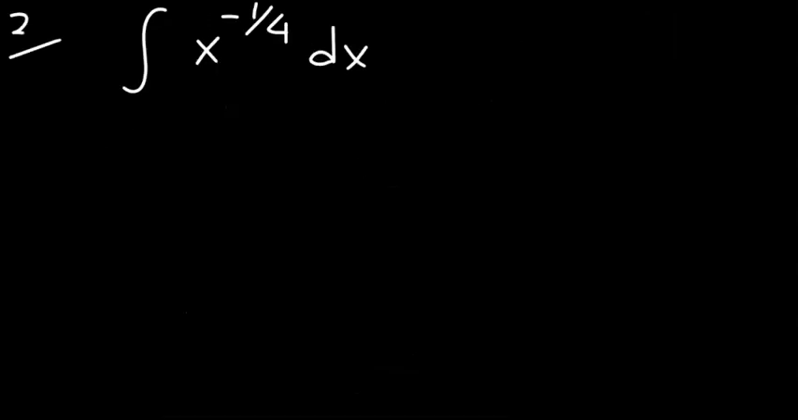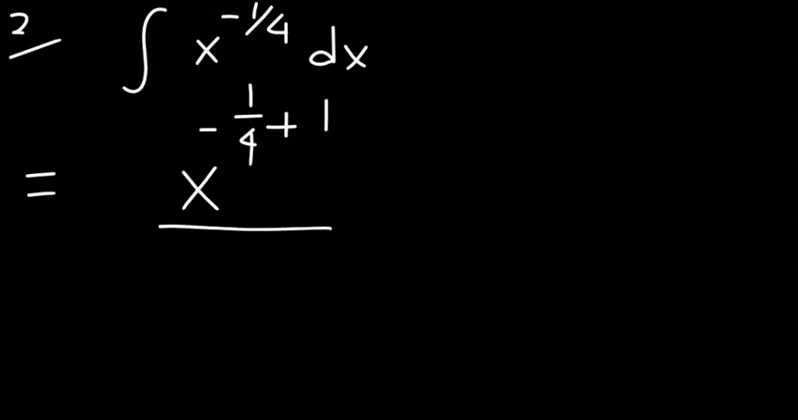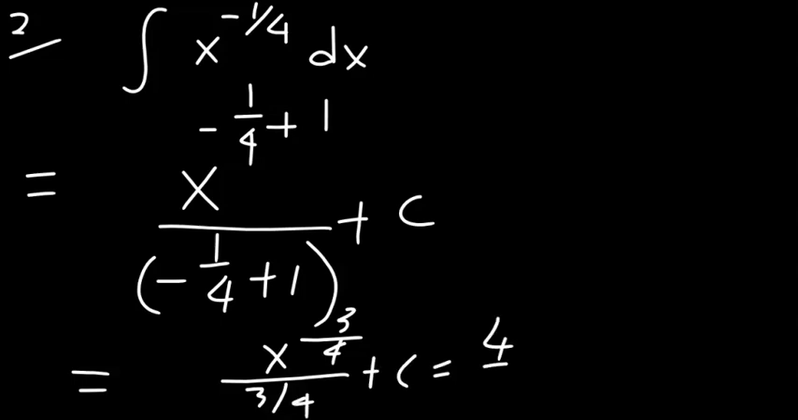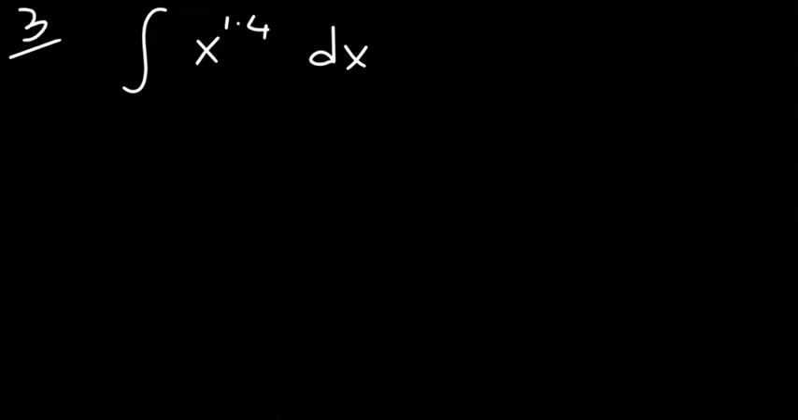Likewise, in this integral, you do the same thing. The power of x in this case is minus 1 over 4, which will be raised by 1, and the result of that is also written in the denominator, plus a constant. So you get x to the power 3 over 4, over 3 over 4, plus c, which is 4 over 3 x to the power 3 over 4 plus c. And that's the answer. Let's look at the following problem.